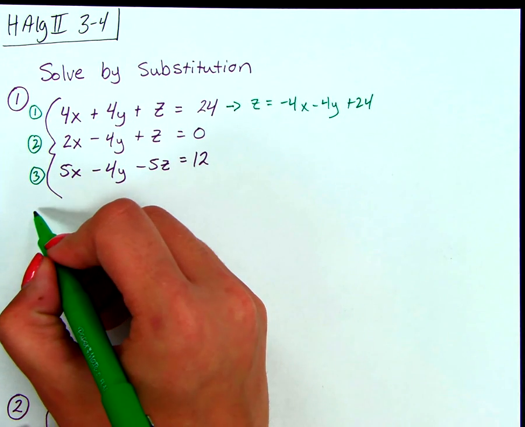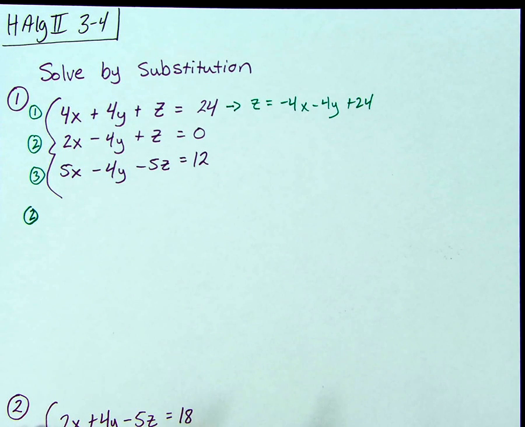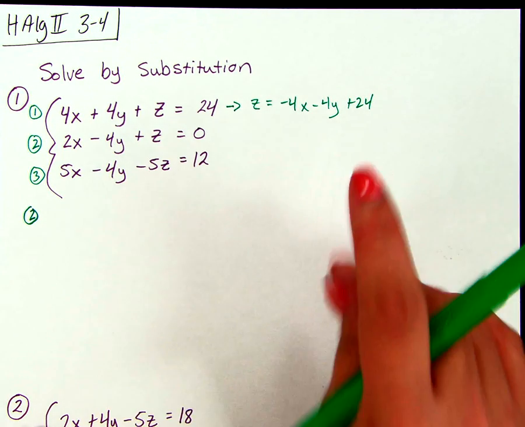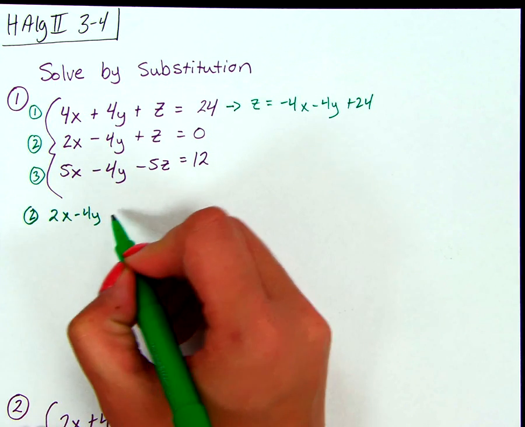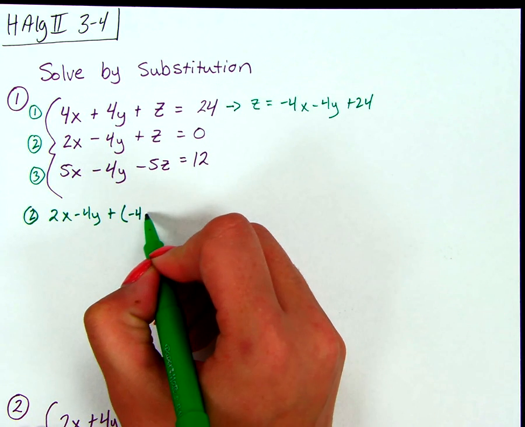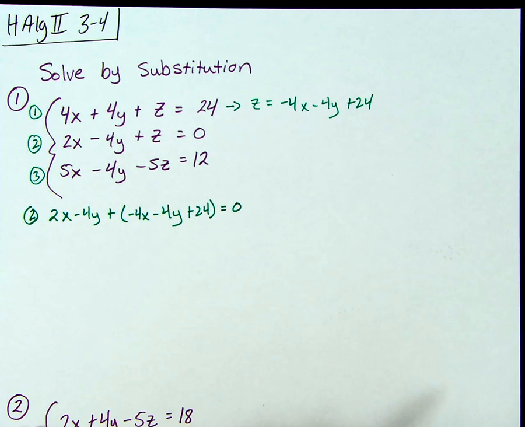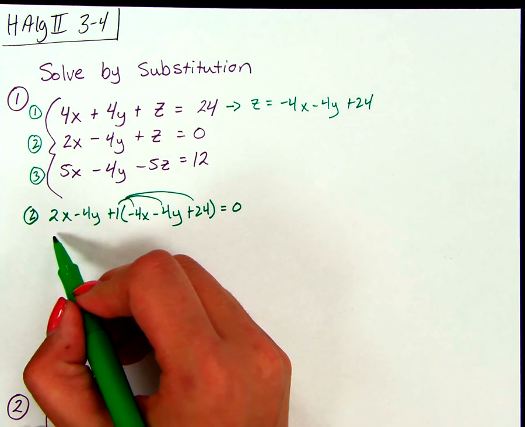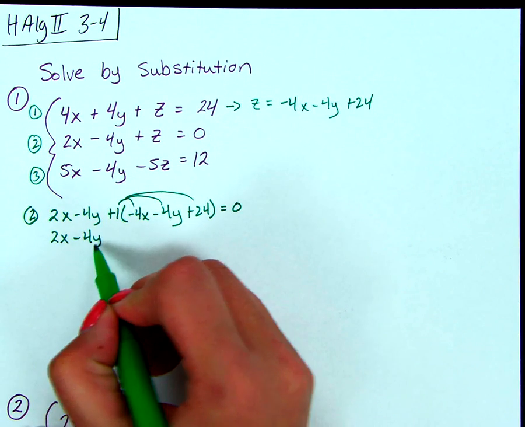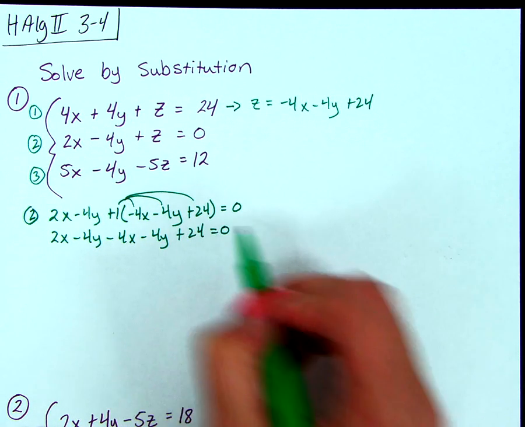If we start with the second one, I numbered my equations just to make my work a little bit easier to follow. That can be helpful, but that's not something that you have to do. Again, we're going to substitute this in for the z. So that would give us 2x minus 4y plus negative 4x minus 4y plus 24 equals 0. Now we want to simplify. There's that 1 here, so we're just going to distribute 1 to everything. So that's just 2x minus 4y minus 4x minus 4y plus 24 equals 0.